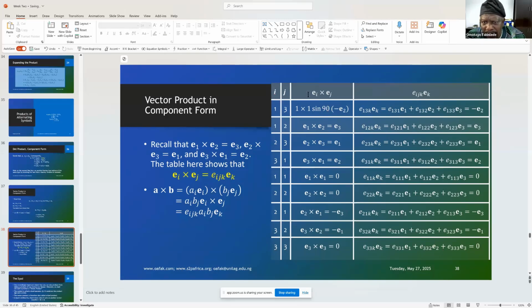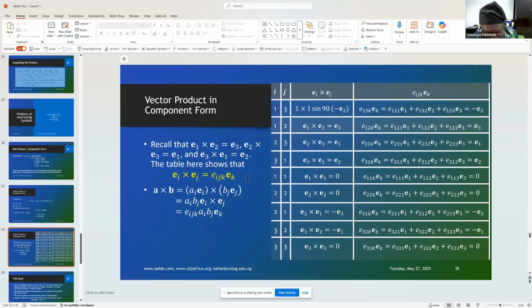Why? Because look at all the possible values of i and j. k is dummy, so it doesn't matter. Look at all the possible values of i and j. You see that what you have in this column is always the same as what you have in this column. Therefore, this expression and this expression are the same, which is what I am emphasizing here.